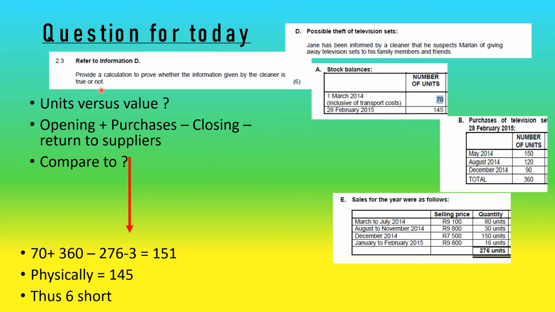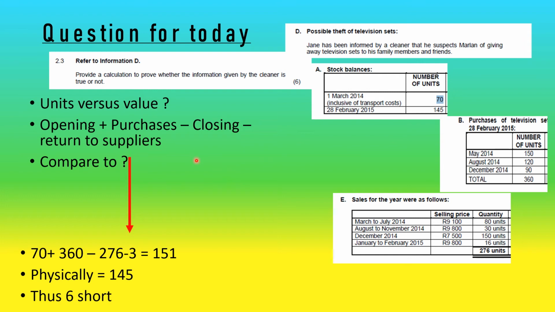Now in this question, it was very interesting because it says refer to information D. So here they're telling you to refer to information D, where Jane has been informed by a cleaner that he suspects Marlon of giving away television sets to his family and friends, and they say provide a calculation to prove whether the information given by the cleaner is true or not. So here you have to see if the information is true or not, right?